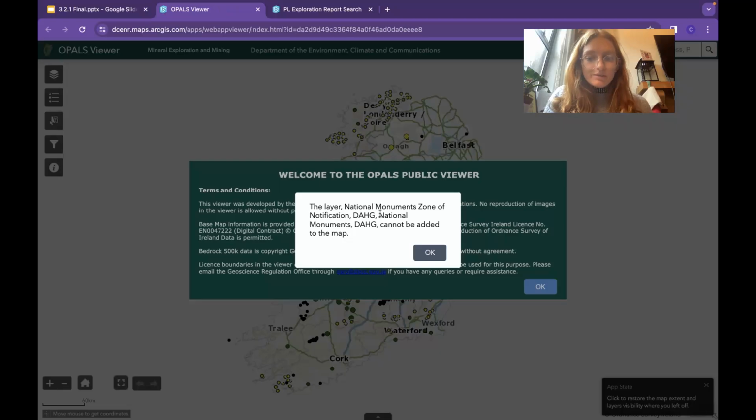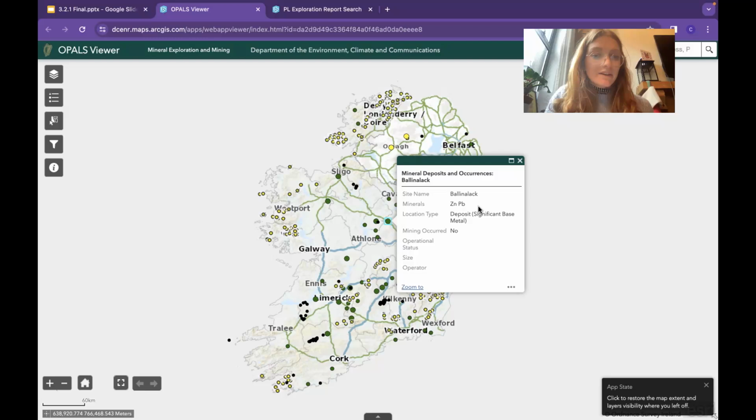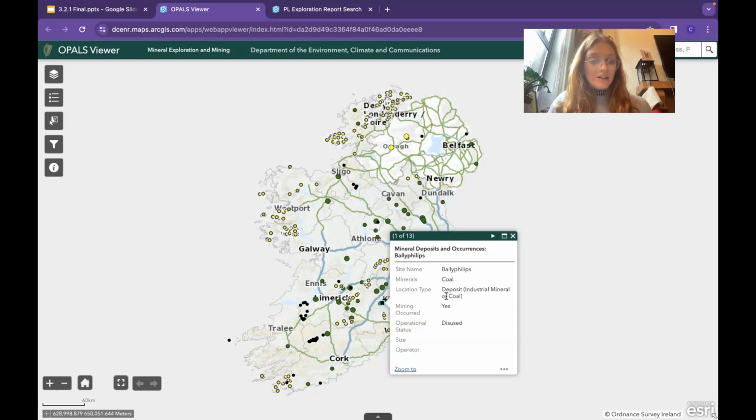And then this other one looks at the different types of mineral deposits in a particular area. So you can see here, you've got zinc, and I'm not sure what PB is, and there's been no mining there, but it is for sure there. Up here, you can see that there's gold and there's mining occurring there. So you can go through it and you can see that there's coal down here in Ballyphillips, and there was mining, but now the mine is disused.